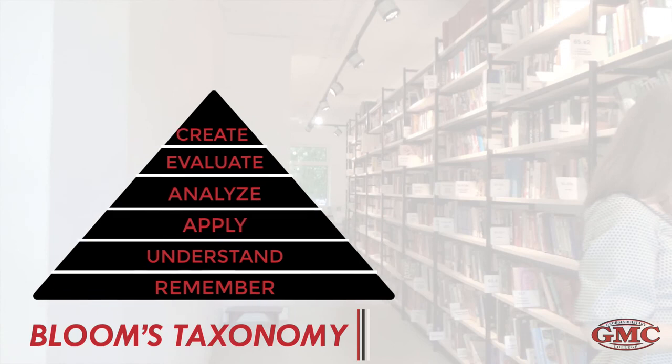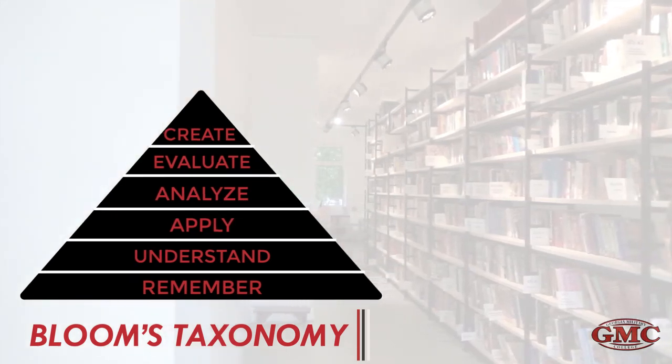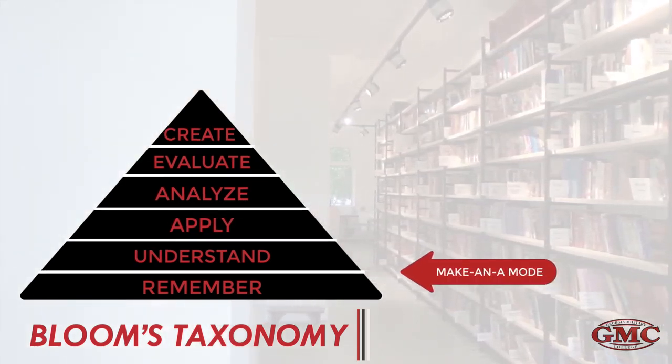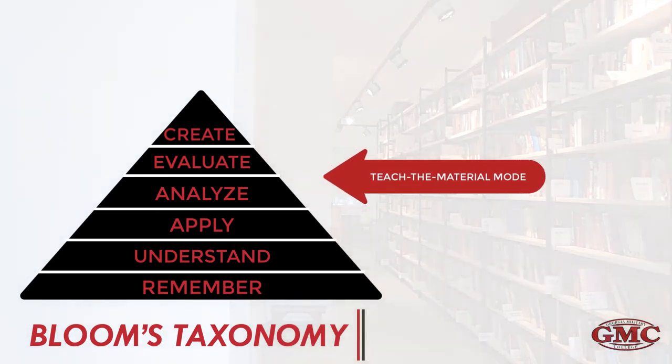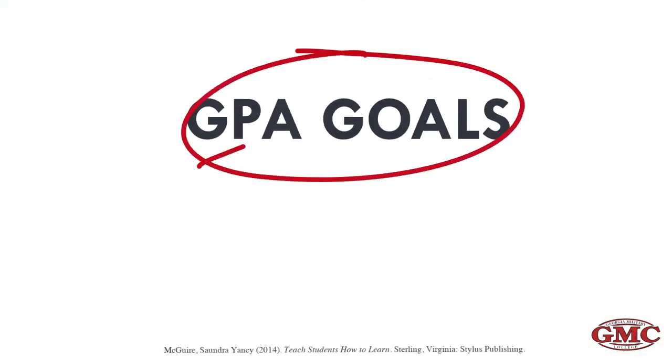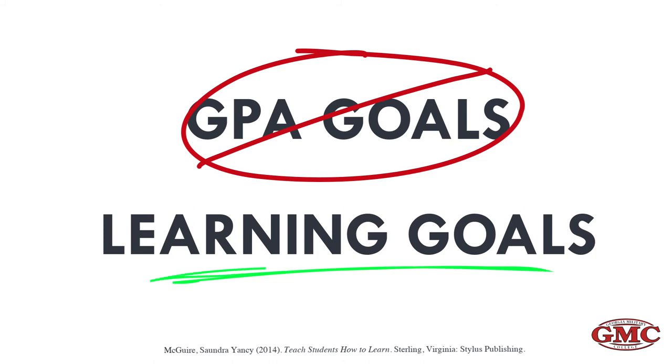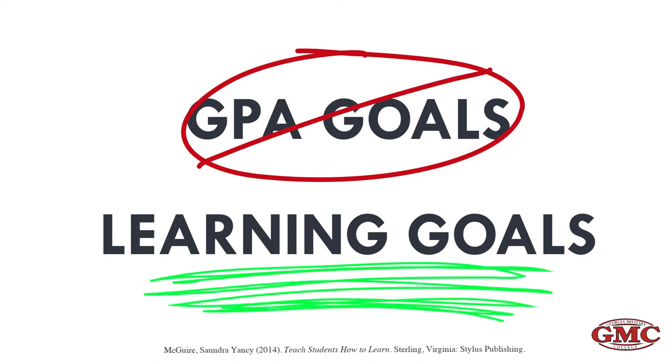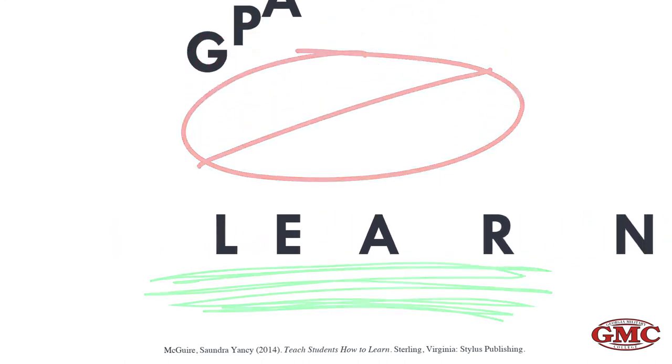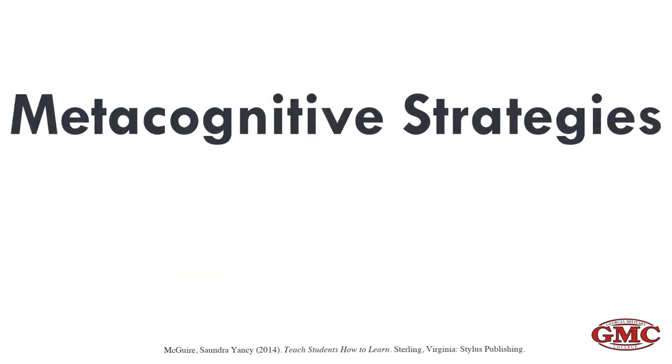So what does all of this mean? As you make your move up Bloom's taxonomy, and from make an A mode to teach the material mode, your goals will change. Instead of GPA goals, you now have learning goals. To learn how to pursue these new goals and climb the levels of Bloom's taxonomy, check out the videos on metacognitive strategies and the study cycle.